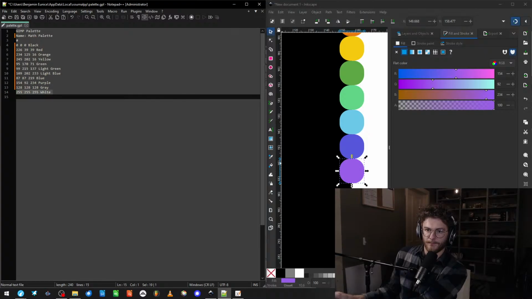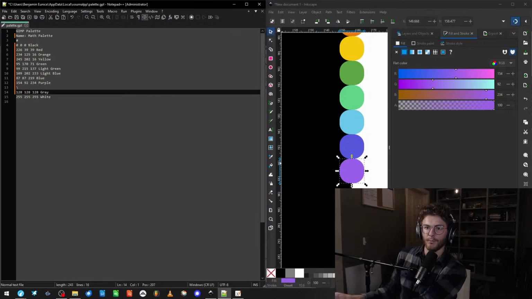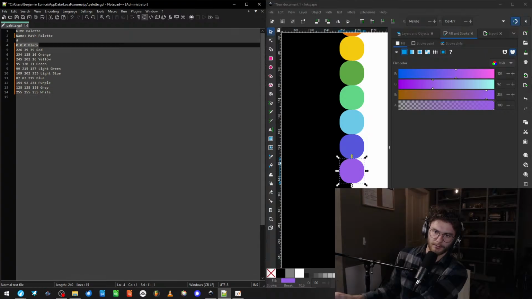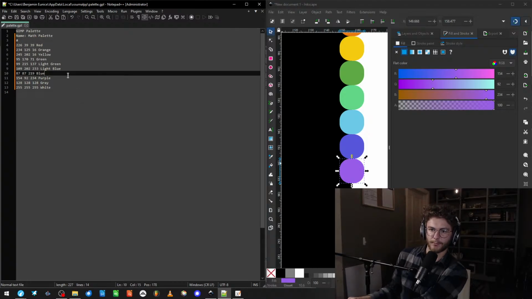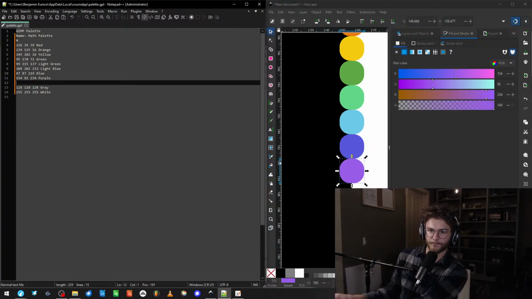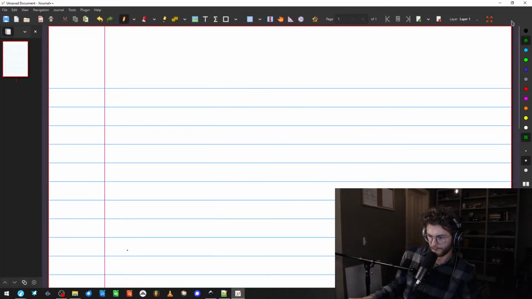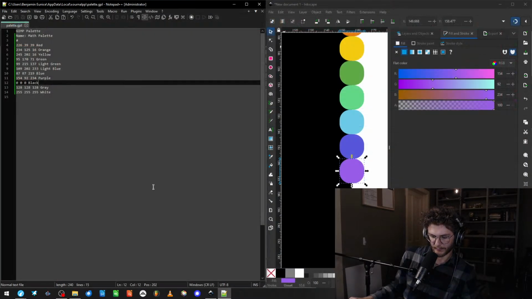Okay. Now, do we want the black, white, gray on top or the bottom? I'm going to say black, white, gray on the bottom. Cool. Let's see how this looks. Let's restart it, discard.